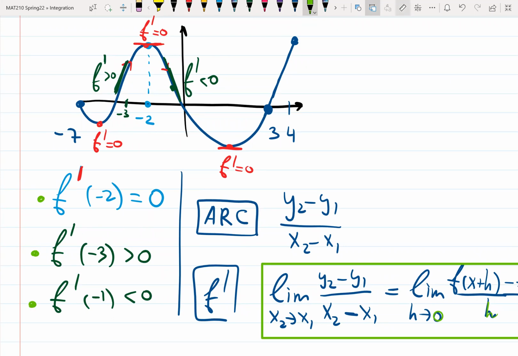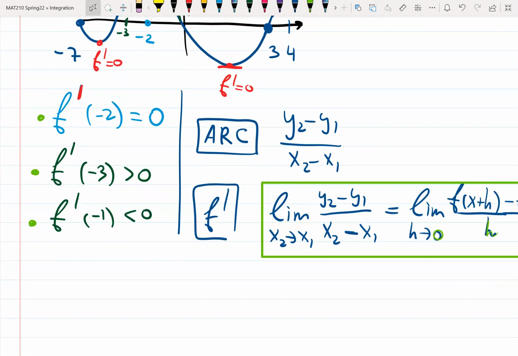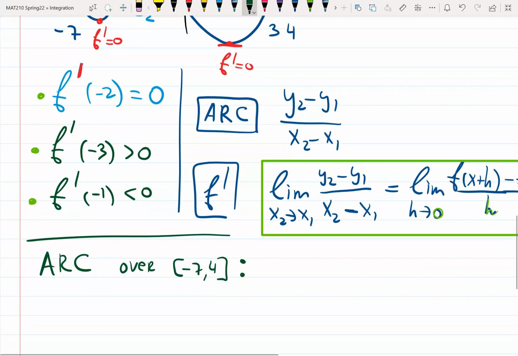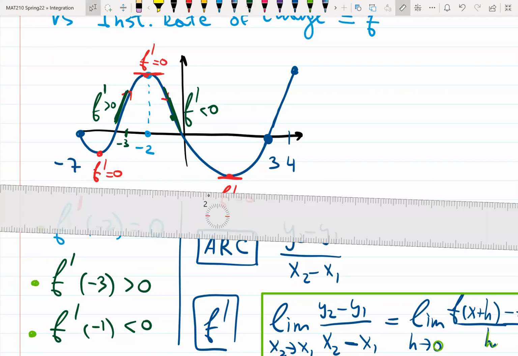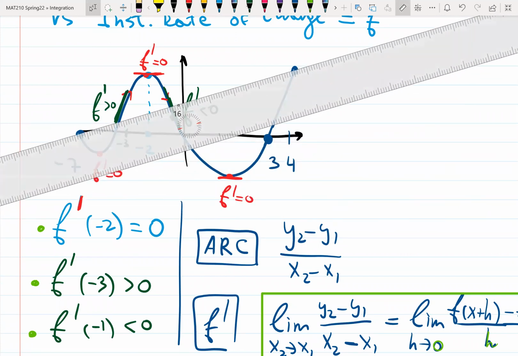How about ARC? Take a ruler, and I will ask you, actually don't take the ruler yet, and I will ask you to find what is ARC, which is average rate of change over, and now like -7 and 4, right? So you can do it either approximately or exactly. ARC checks the height. Basically, ARC takes the average slope. Put it in pink, for example. This is the average change.